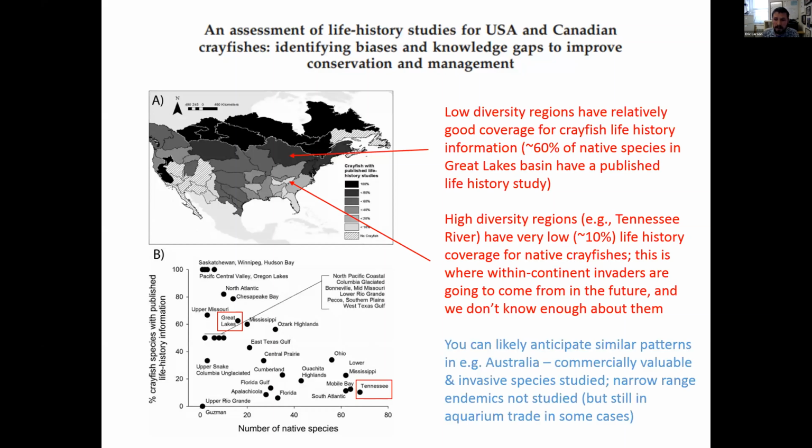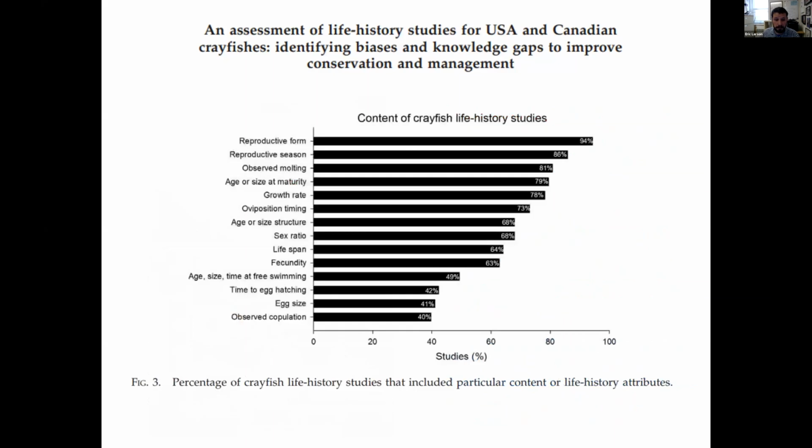And I would say that if you're trying to screen for invaders from other continents, you can probably expect similar patterns, say, from Australia. Commercially valuable species and species that have already become invasive, things like yabby or red claw crayfish, are going to have some good life history knowledge available. But a lot of the narrow range endemics, which may still be in things like the aquarium trade, are probably unstudied in a lot of cases.